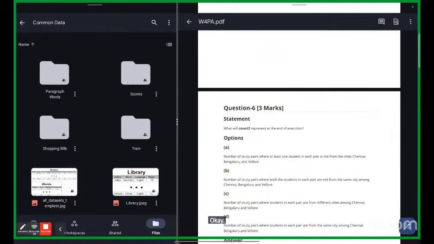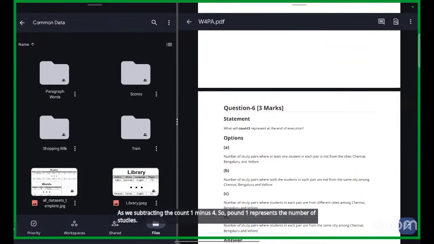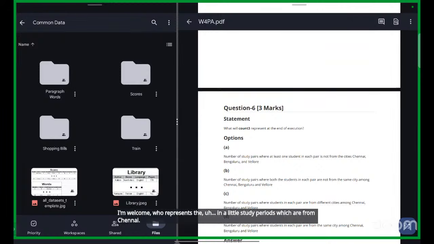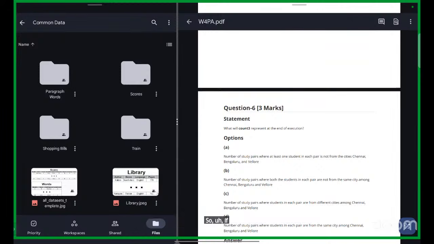So what will be the answer for question 6? B. Let me remove the annotations. Why do you think B and not A or C? As we are subtracting count 2 from count 1. Count 1 represents the number of study pairs, and count 2 represents the number of study pairs which are from Chennai, Bangalore, and Vellore. So if we are subtracting, then they are not from the same city. Okay. Correct.